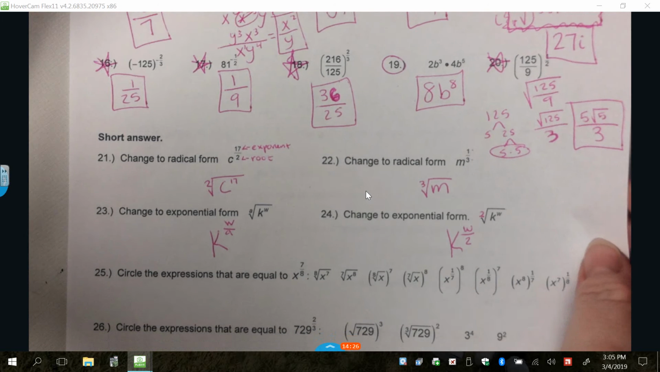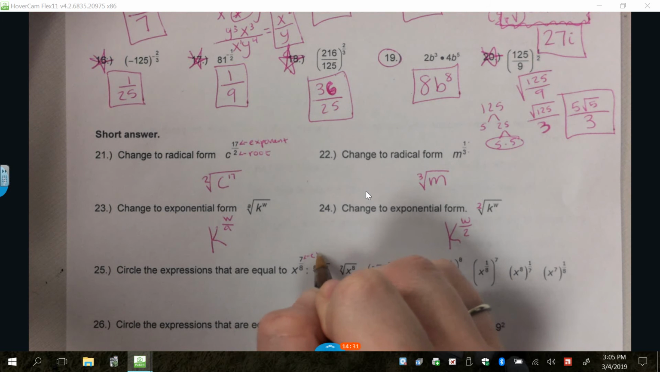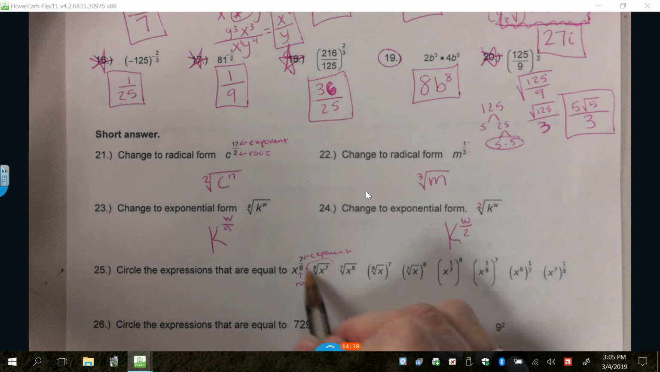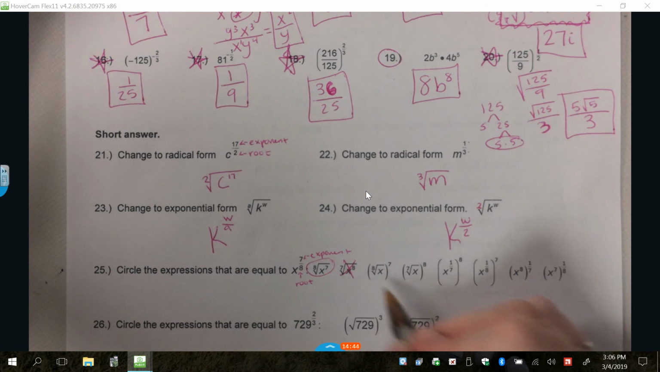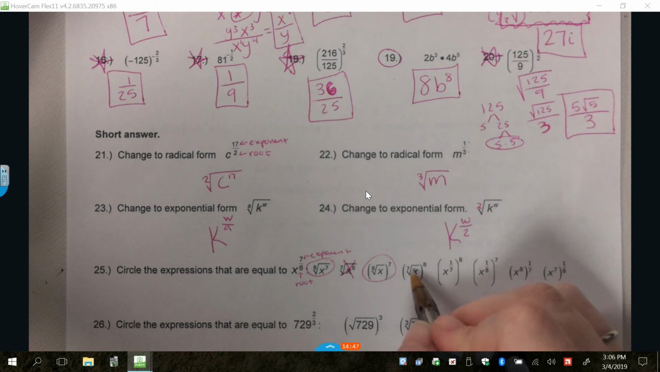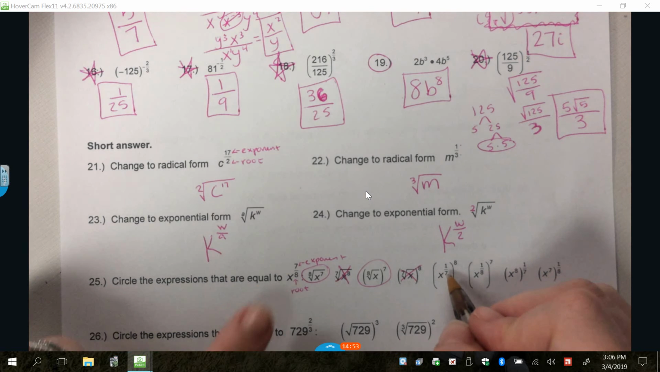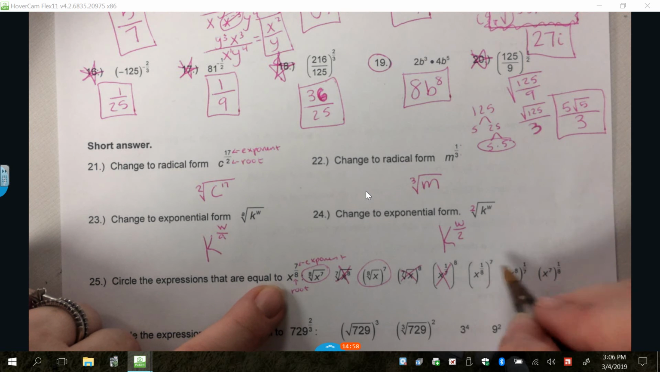So this says circle the expressions that are equal to x to the 7 over 8. Remember, this is your exponent. And this is your root. So that's 8 as your root and 7 as your exponent. This has 7 as your root and 8 as your exponent, which is wrong. This is 8 as your root and 7 as your exponent. This is 7 as your root, which is wrong. I want you to realize 1/7 means 7 is your root, which is wrong. Now 1/8 means 8th is your root and 7 is your exponent, which is right.